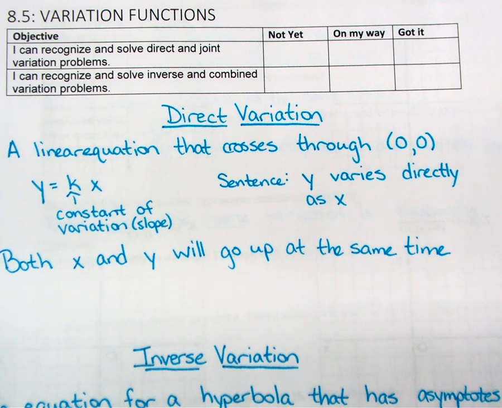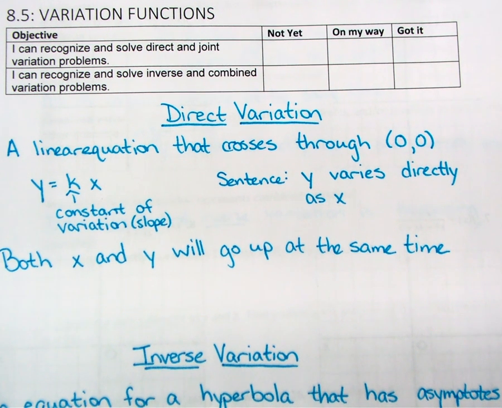8.5, variation functions. So there's two kinds of variation that we're going to start off with. One is direct variation. So I suggest that you pause the video so you can copy down the information here. Direct variation, it's always a linear equation. It always goes through 0, 0. The equation that we're going to use for direct variation is y equals kx. K is the constant of variation, or the slope.